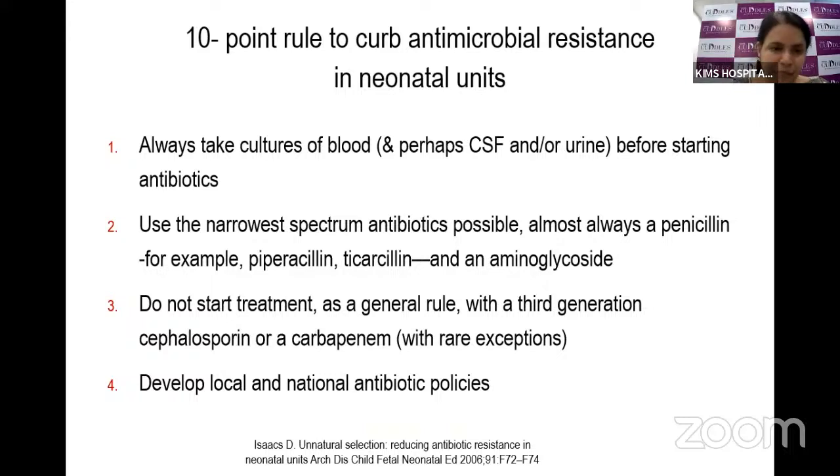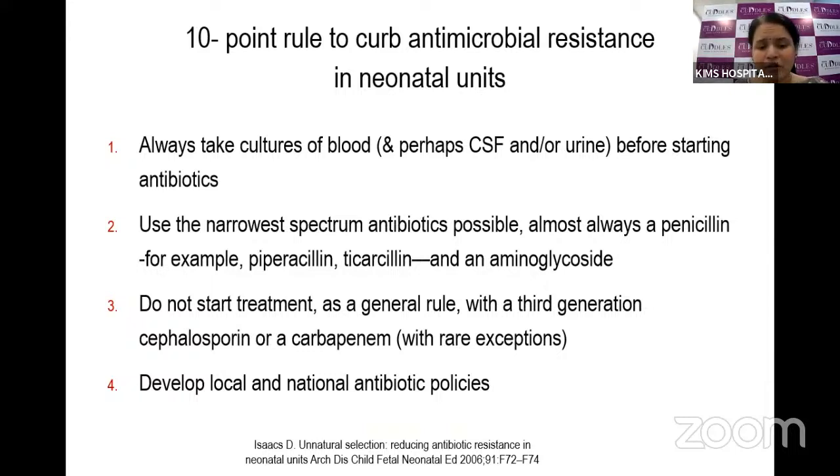Very important step. Now, we should never underestimate the value of blood cultures, especially when we have great microbiological backup. So always remember to take cultures and trust the microbiology team. Second, use the narrowest spectrum of antibiotics possible. Almost always a penicillin like piperacillin or ticarcillin and possibly a combination with a simple aminoglycoside might be sufficient in the majority of the cases.